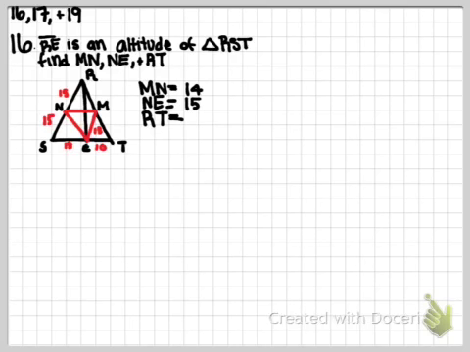And RT, okay, so first let's find the measurement of MT. MT is congruent to the measurement of ME, so it's 13. And since NM cuts segment RT in half, that means RM is also 13. And added together, RT equals 26.